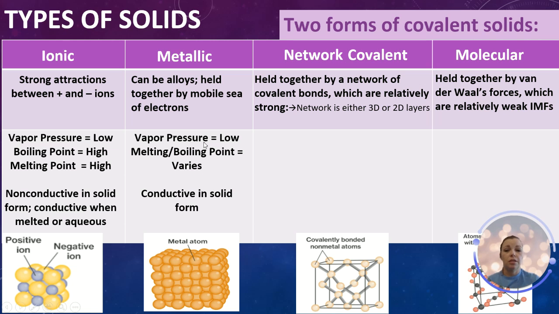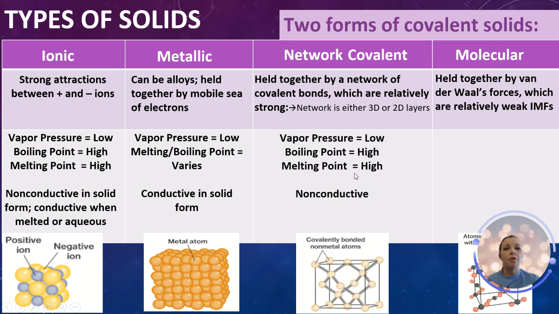And that, again, is due to that mobile sea of electrons. You have the mobile charges. Network covalent solids have low vapor pressure, high boiling and melting points. Those would be very, very high. But they are non-conductive, and that is because you have this series of bonds that are holding them together. And again, you do not have mobile charges, so that makes them non-conductive.